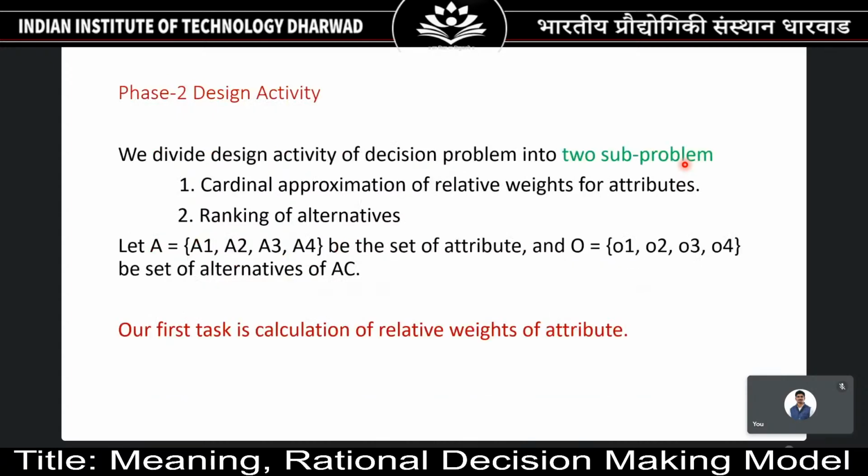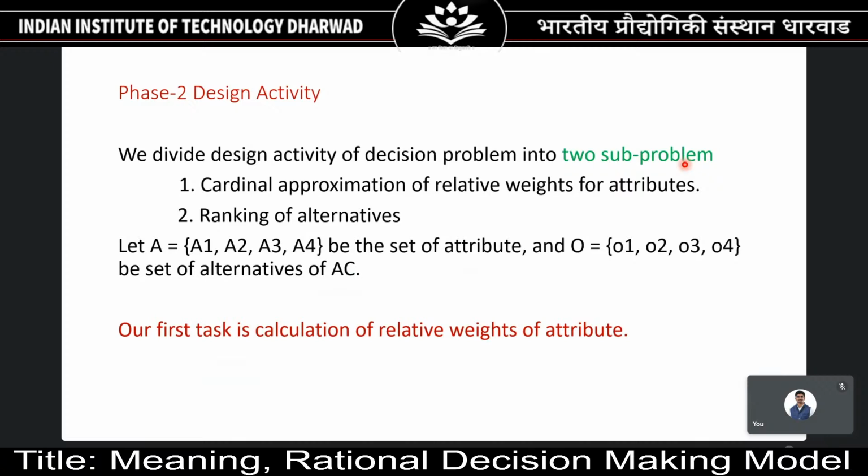Second is the design activity. We divide the design activity of the decision problem into two sub-problems. First, cardinal approximation of the relative weights of the attributes, and second, ranking of the attributes. For example, if you can recall the marriage example of Mr. Kumar, they evaluate each candidate on multiple attributes: appearance, look, education, all these things.